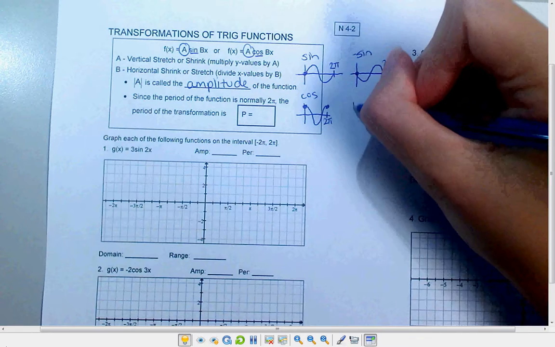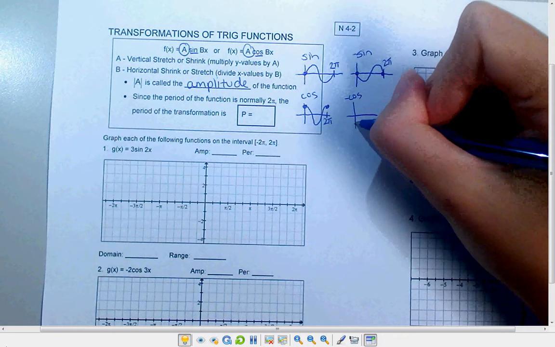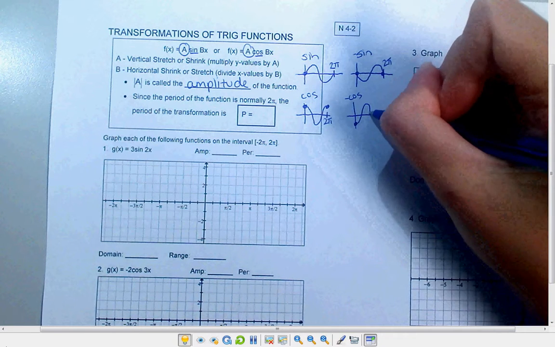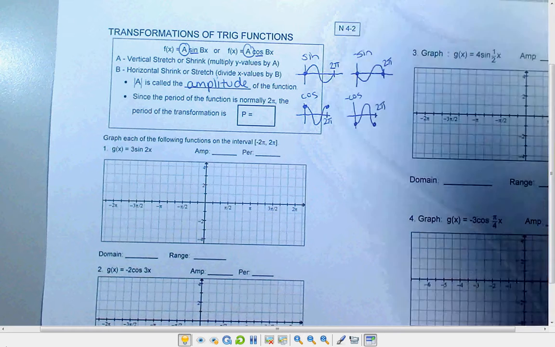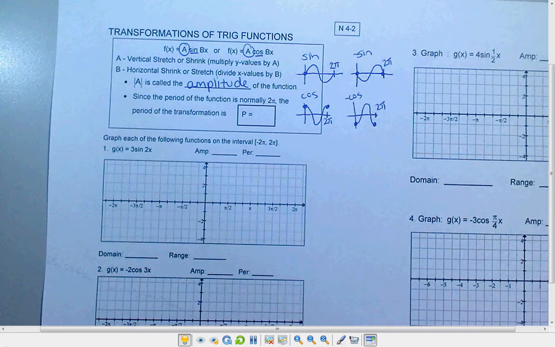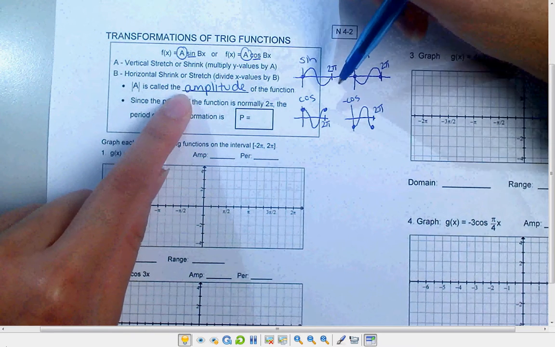And the same thing with cosine. If you have a negative cosine, now we're starting at the bottom, goes all the way up, and then back to where it started. Again, period of 2 pi. So this is really important just for knowing the shape of what your function looks like. Okay, so our amplitude is going to tell us how far up or down the hill and the valley go.